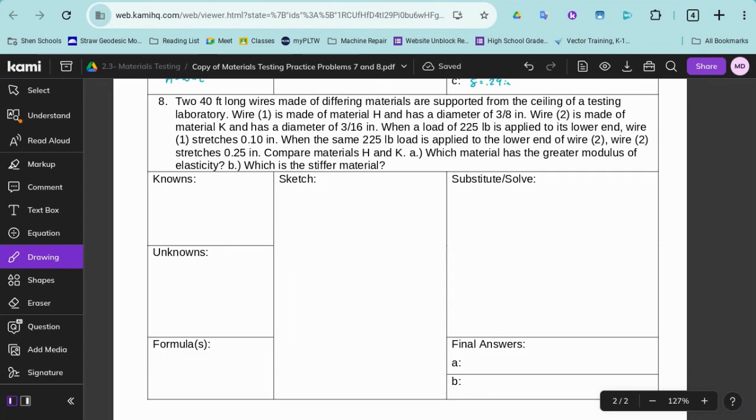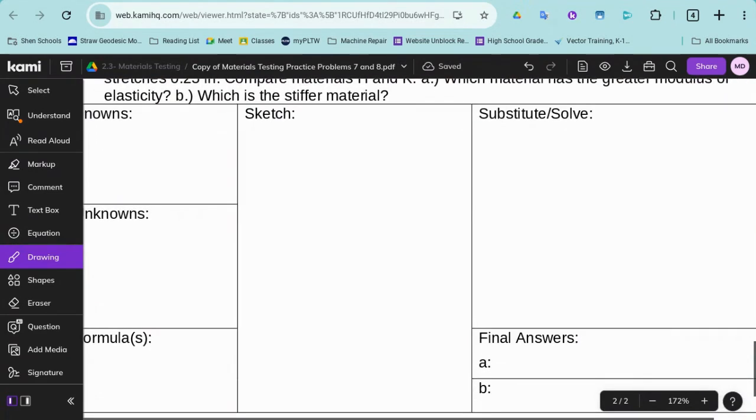So let's compare materials H and K. First, we're asked which material has the greater modulus of elasticity, and then second, which is the stiffer material. So I think it would be beneficial to start with the sketch. So let's draw our anchor point across the ceiling.